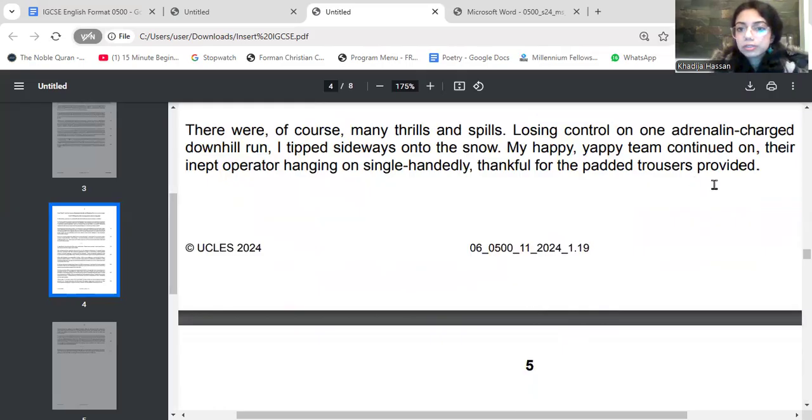There were, of course, many thrills and spills. Losing control on one adrenaline charged downhill run, I tipped sideways onto the snow. So this is another kind of adventure that she went on. She kind of lost control when she was running downhill. She tipped sideways onto the snow. My happy yappy team continued on, their inept operator hanging on single-handedly, thankful for the padded trousers provided.